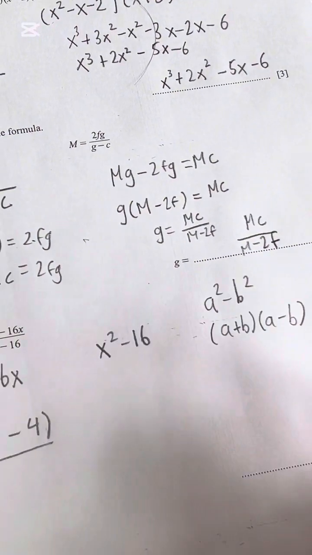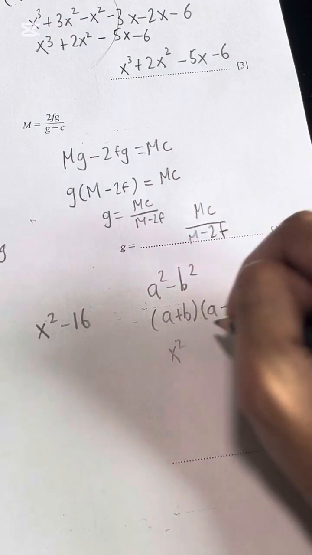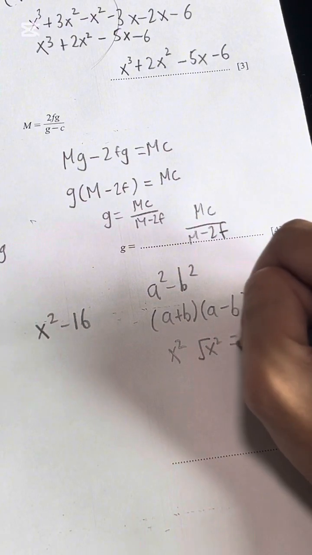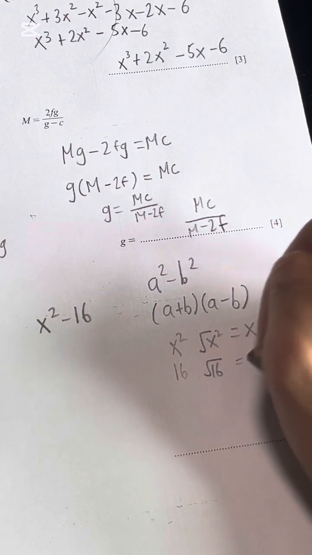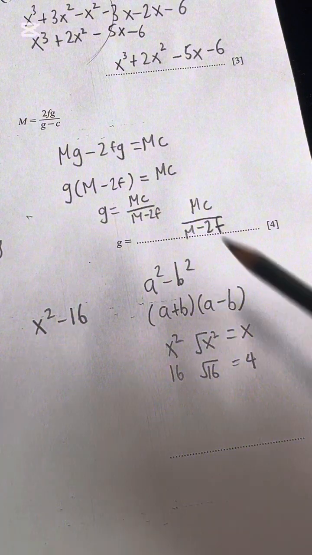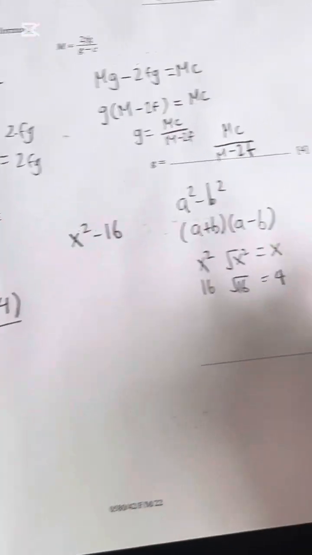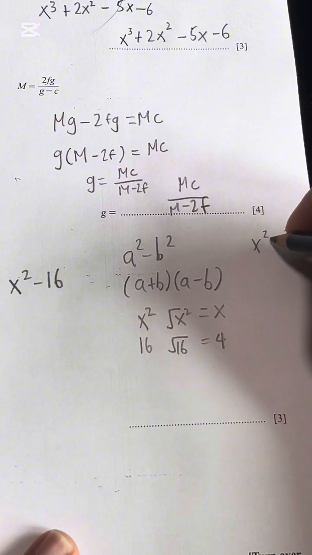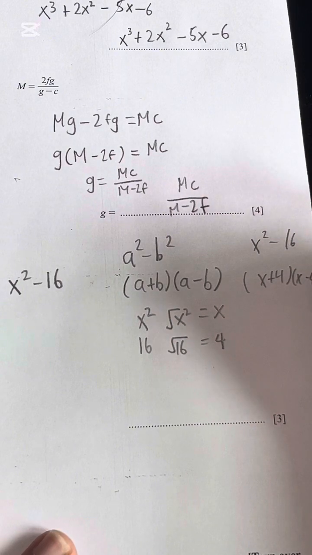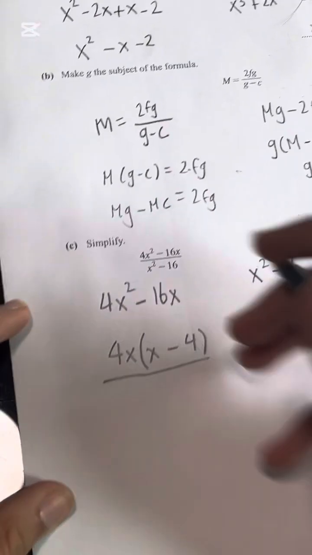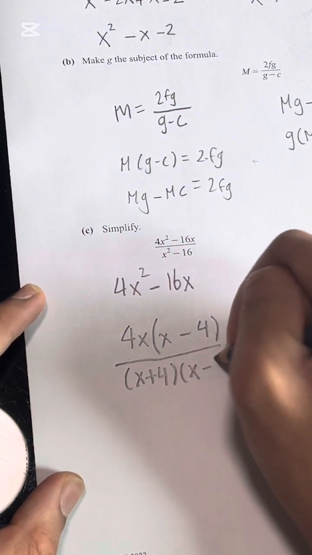So now what we're going to do, we're going to work out the square root of these two numbers. So the square root of x squared, that'll equal x. And for 16, the square root of 16, that's just going to be 4. Now we worked out the square root of these two numbers, we can just put them into this form. So we're going to have x squared minus 16 as x plus 4 multiplied by x minus 4, like this. So we can write that in the denominator, x plus 4 multiplied by x minus 4.